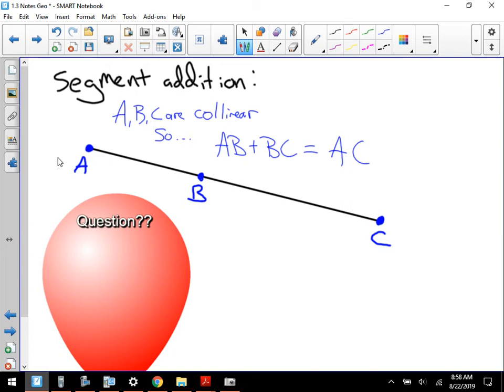So again, if I know that AB is 7 and BC is 9, what's AC?